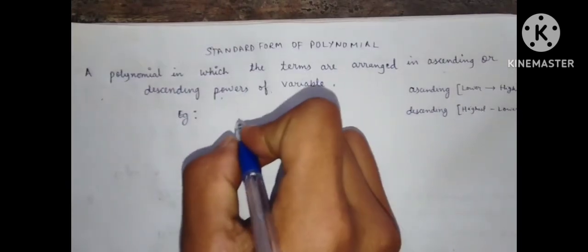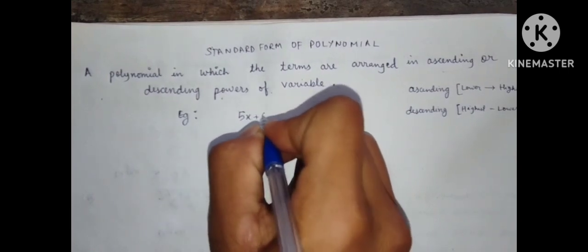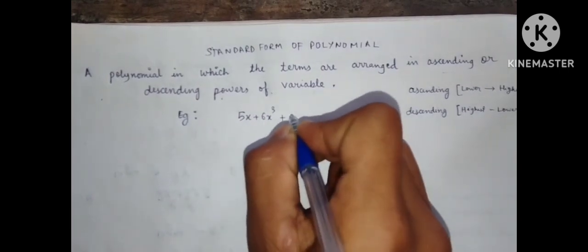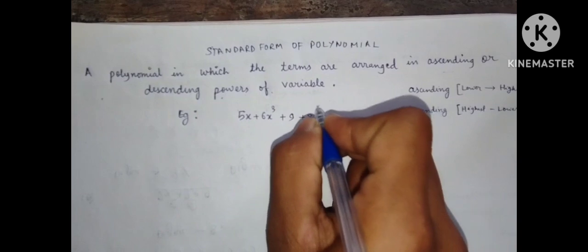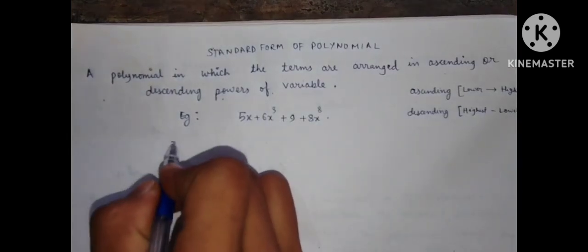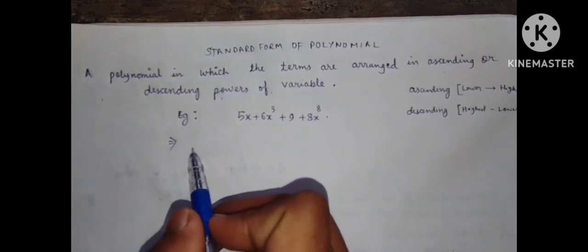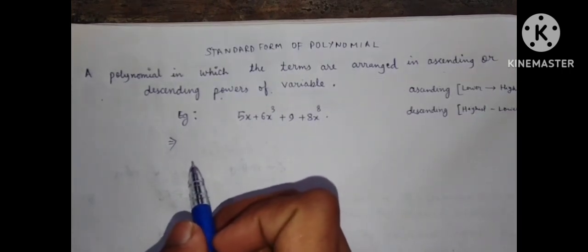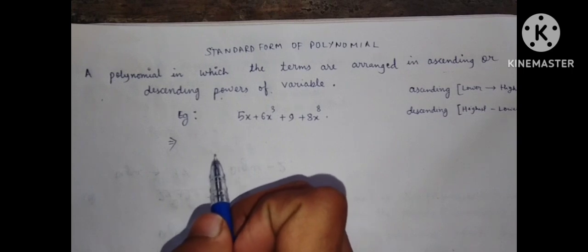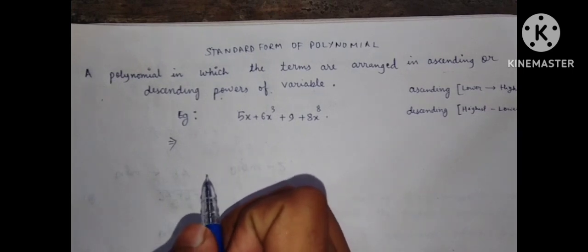5x plus 6x cubed plus 9 plus 8x^8. Now let us arrange this in standard form. What does the standard form look like? While arranging, we need to arrange in ascending or descending power. Let us learn with descending powers first.